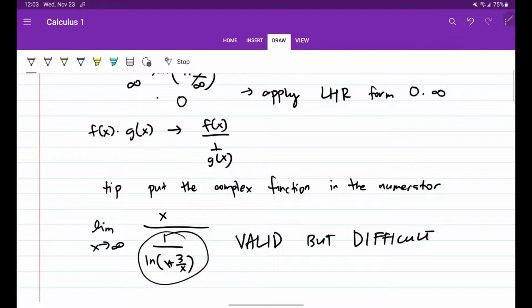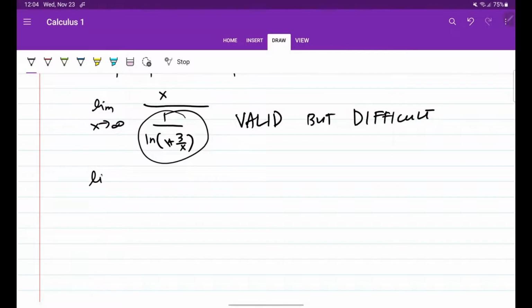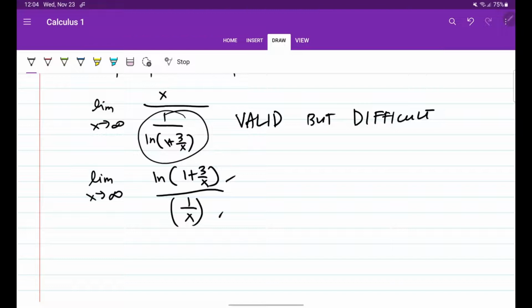Tama? So, ang mas magandang magiging approach nito would be, gawin natin is limit as x approaches infinity ng ln ng 1 plus 3 over x all over 1 over x. Okay? So, alam natin agad yung derivative ng ln and derivative ng 1 over x. Okay? So, now, let's do this. No? So, apply L'Hopital's rule. So, limit as x approaches positive infinity.